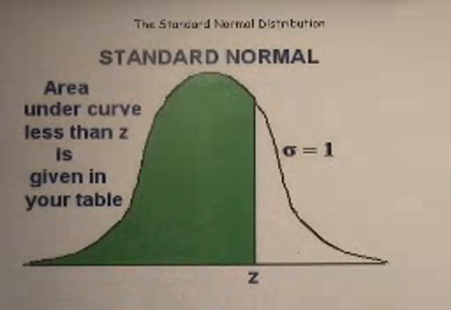The other possibility, and it happens quite often, is that I actually want the area between two values. I might have a value here and a value here. How would you do that? Well, it's easy, but it is something you need to think about. Let's look at that.